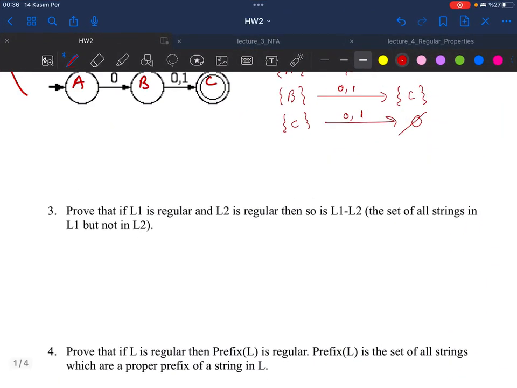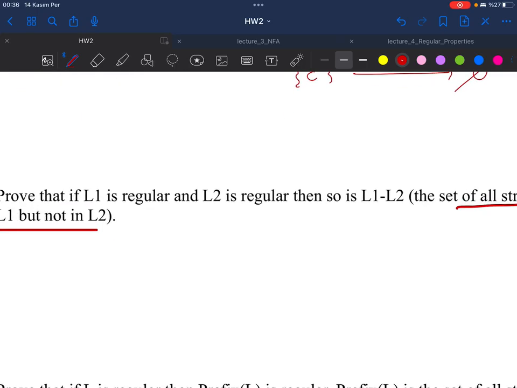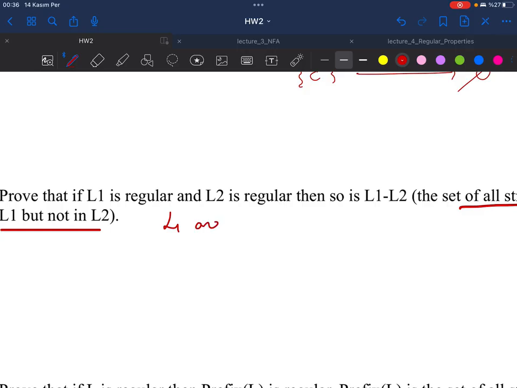The third question. Prove that if L1 is regular and L2 is regular, then so is L1 minus L2, the set of all strings in L1 but not in L2. Given L1 and L2 are regular languages. Since L2 is regular, its complement, the set of all strings not in L2, is also regular.